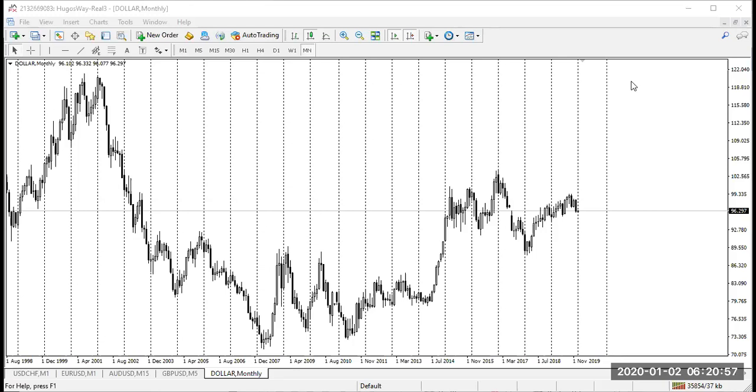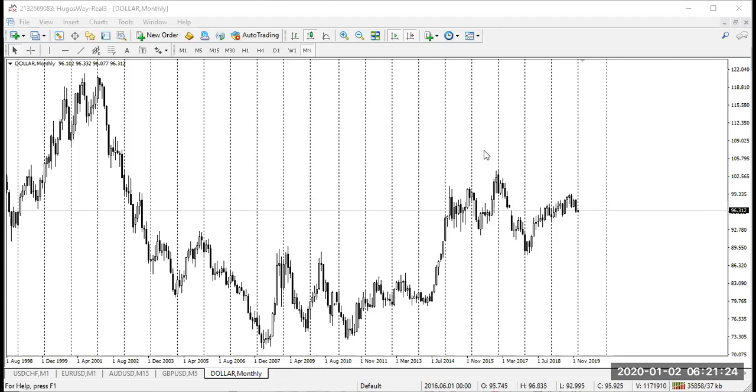Today it is January 2nd, 2020, and we are going to break down the dollar for the first and second quarter of the year. So today's analysis on the dollar will pretty much map out the directional bias for the dollar, in my opinion, for the majority of the beginning of 2020. So let's go ahead and start.